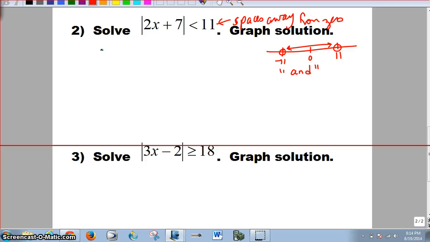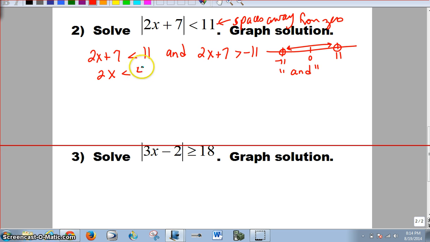So we want to write two inequalities. We want to write a compound inequality. We want to write an AND compound inequality. We want to say that 2x plus 7 is less than 11 and 2x plus 7 is greater than negative 11. That is how we are less than 11 spaces away from 0. Less than 11 and greater than negative 11. So we're going to solve our two inequalities.